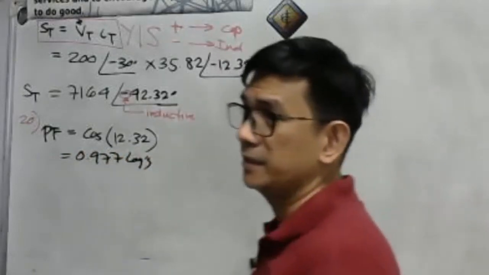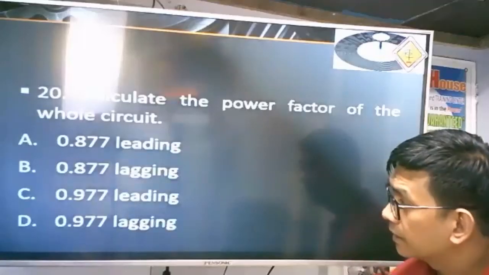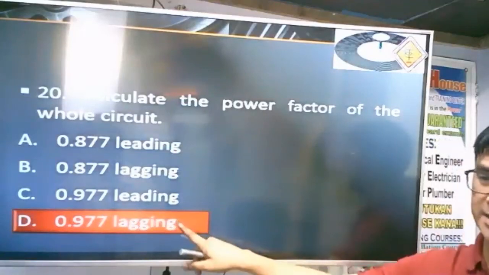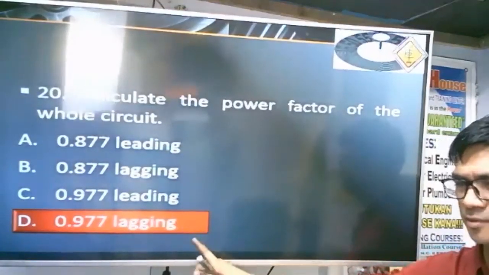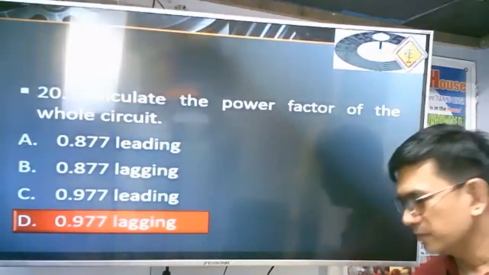Yun ang sagot natin. Letter D is the answer. Okay? Kasunod po ba, mga kawerpa? Nakakuha po ba?